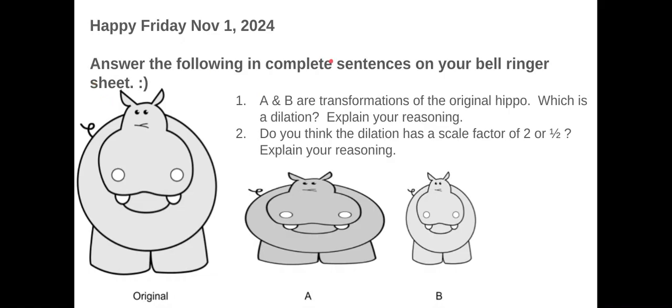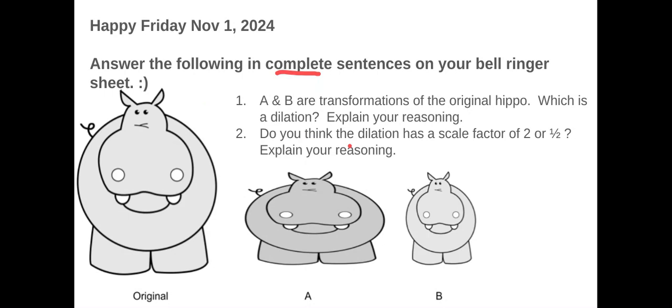We're going to talk about another kind of transformation today called dilations. It says, answer the following in complete sentences on your bell ringer sheet. A: Hippo A and Hippo B are transformations of the original hippo. Which one do you think is a dilation? And explain your reasoning.